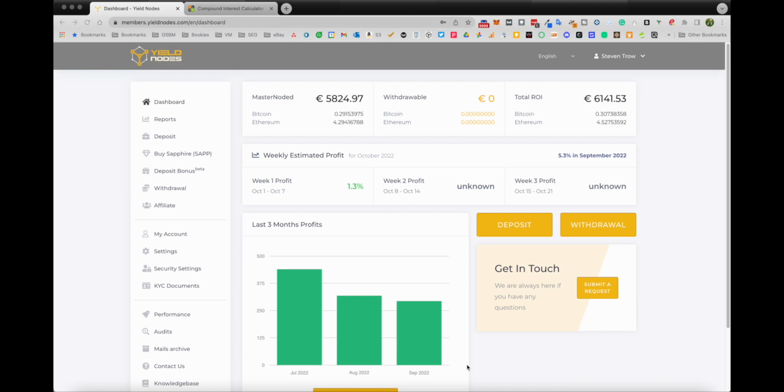I'm going to take you through YieldNodes today. So the last update I did was at the end of April 2022, so it's been about five and a bit months. It's now the 10th of October when I'm doing this update. So we've got the profit in for September 2022. And yeah, it's still doing great. I can't complain at all.